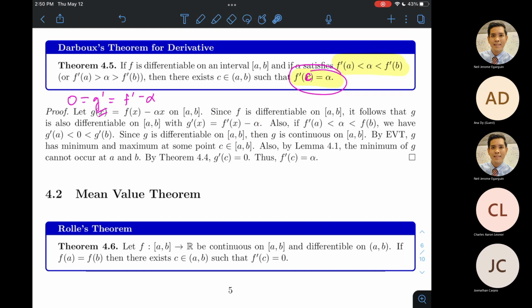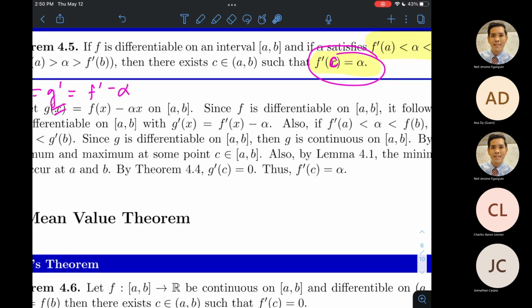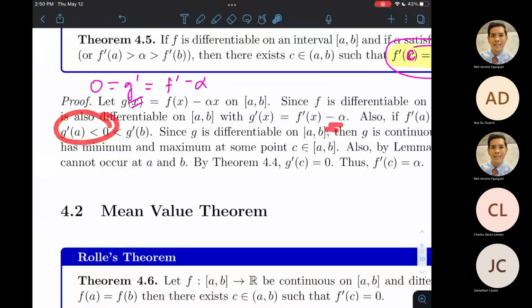Okay? Now, kung totoo ito, kung si f prime of a ay mas maliit kay alpha, tingnan natin ano mangyayari kay g prime of a. So si g prime of a ay equals to f prime of a minus alpha, pero si f prime of a ay mas maliit kaysa kay alpha from this assumption. So therefore, this guy is negative. Tama? So g prime of a is negative.